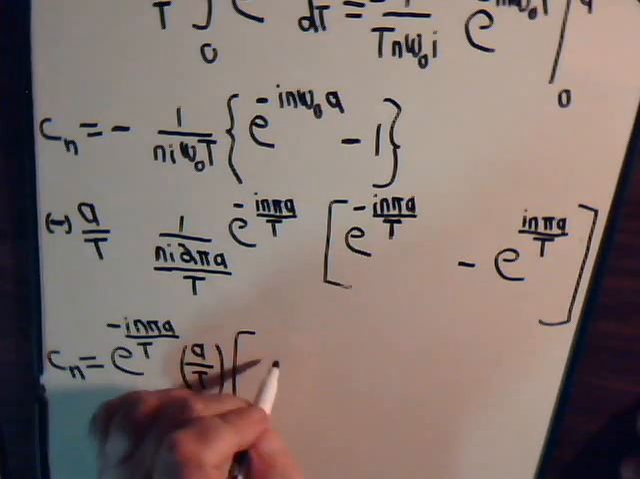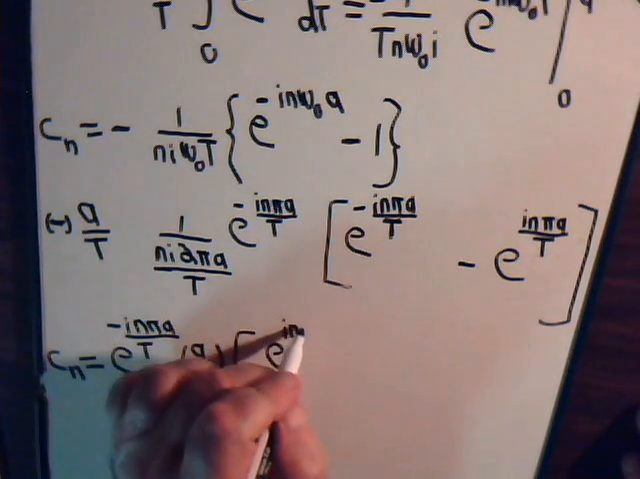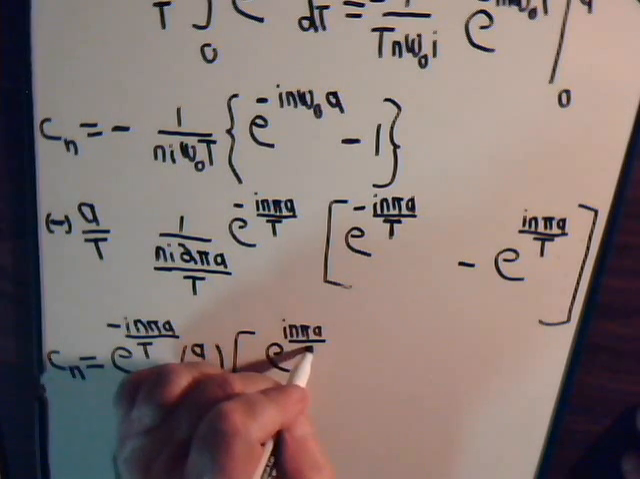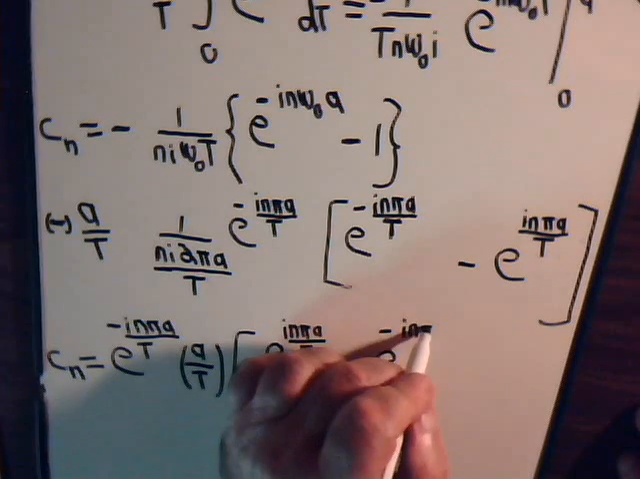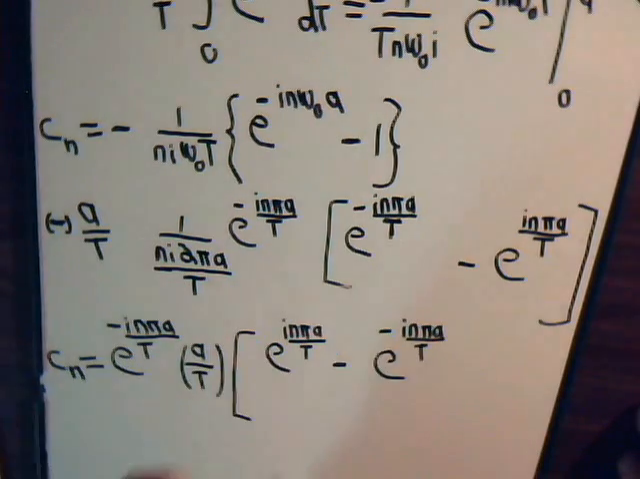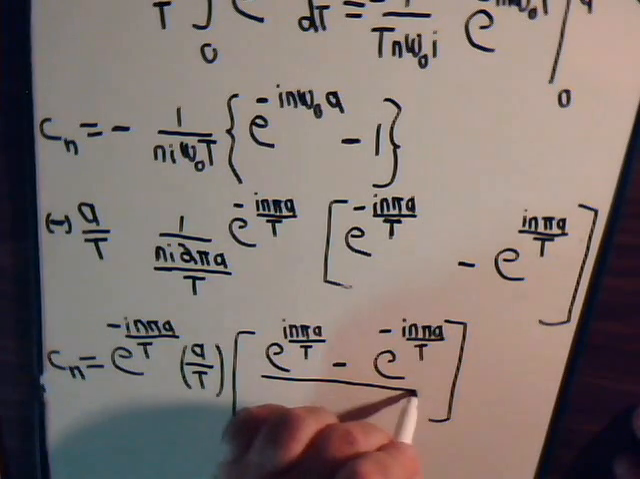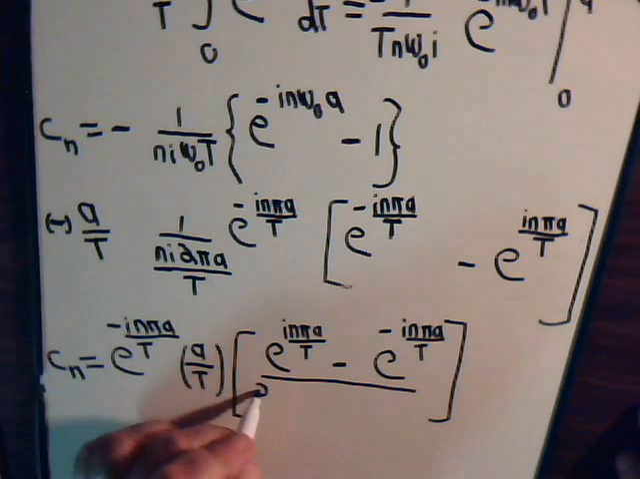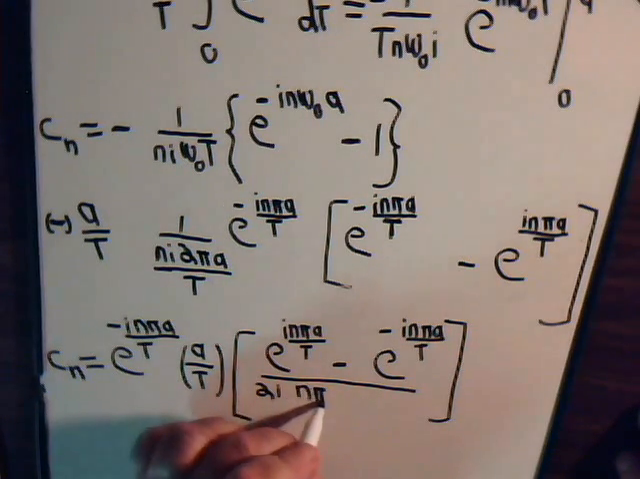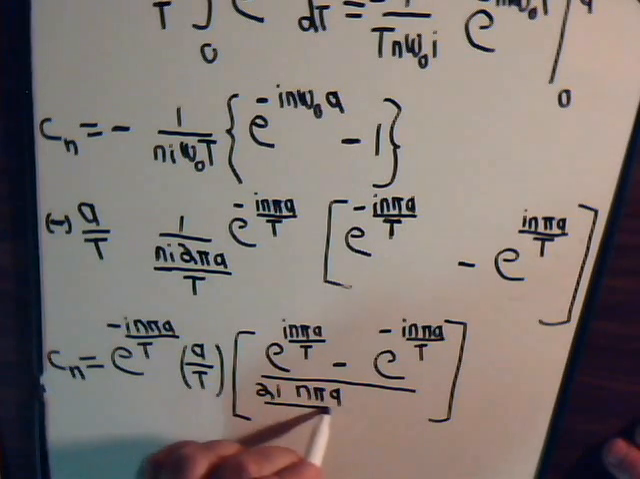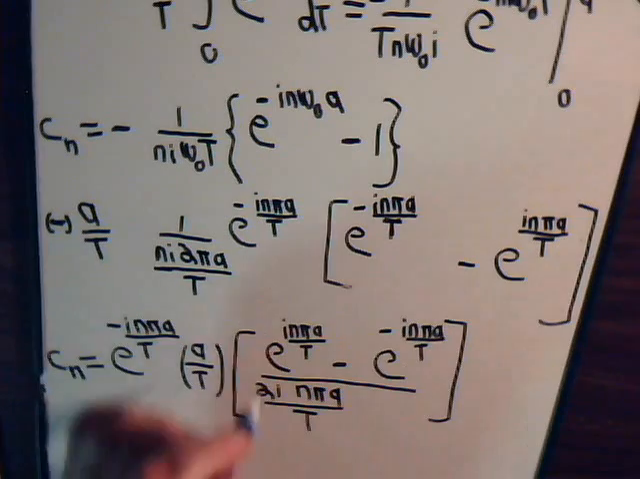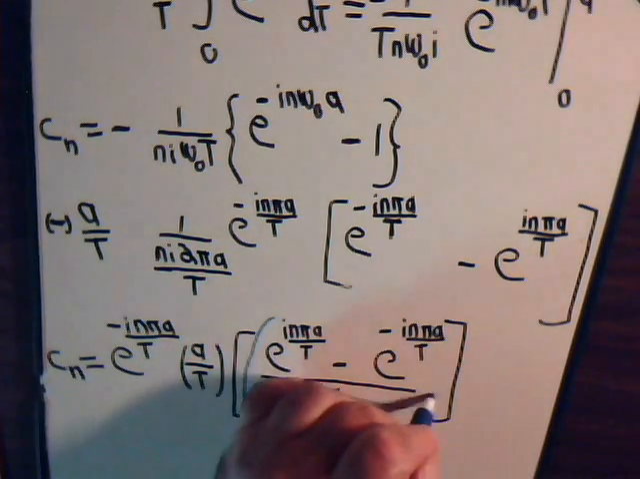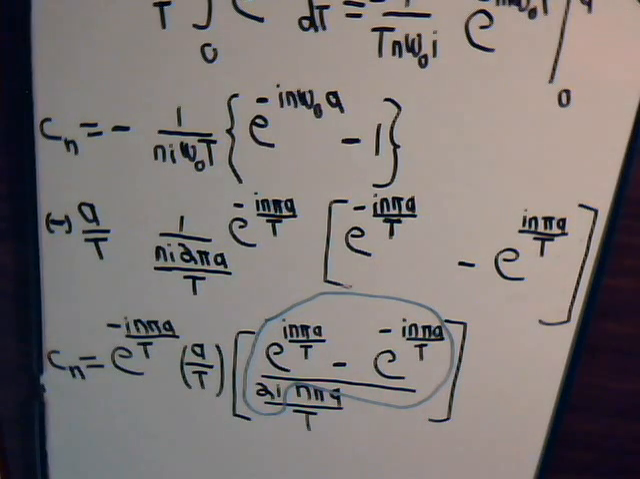That will be times, and this will be plus e to the i n pi a over t minus e to the minus i n pi a over t, divided by this, 2i n pi a divided by t. So here's our expression for C sub n, and finally this part of it that is the sine of n pi a over 2.